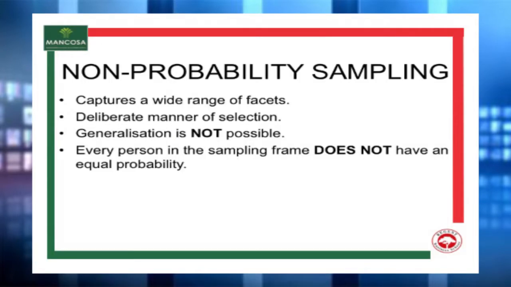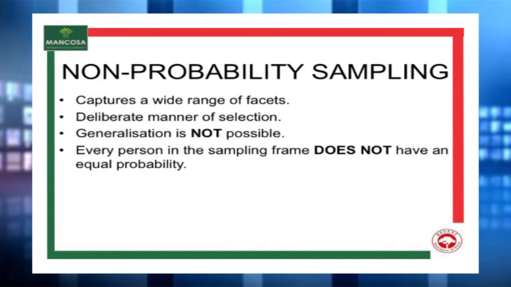Some general points to remember about non-probability sampling include the following. The overall aim is to select a sample that allows the researcher to capture a wide range of facets. Elements are selected from the target population in a deliberate manner so as to meet the criteria of a pre-constructed research design, as opposed to in a random manner.